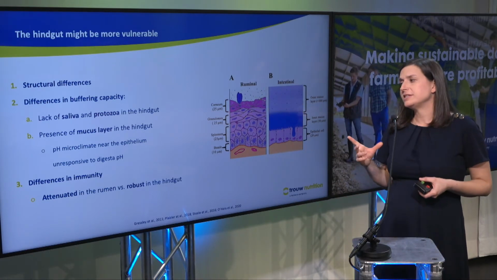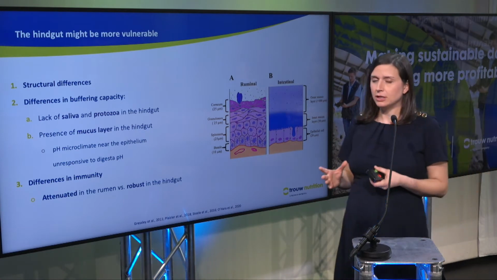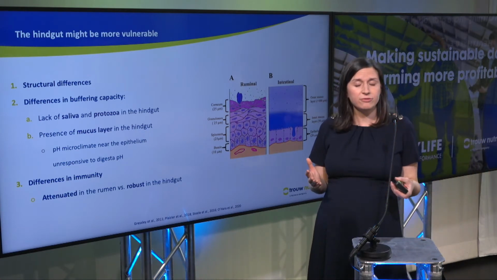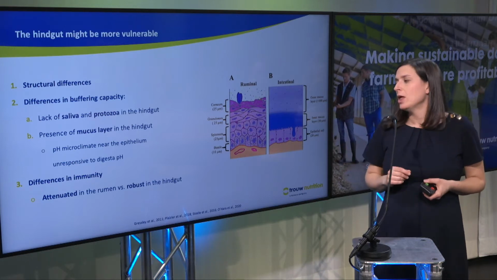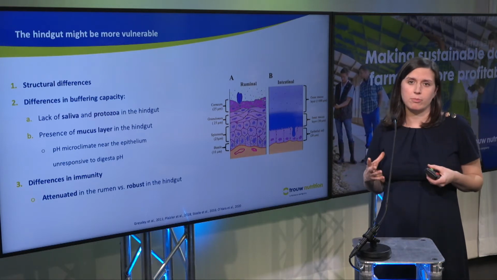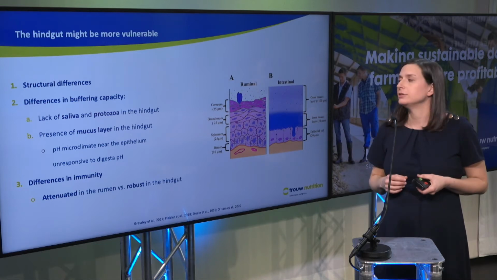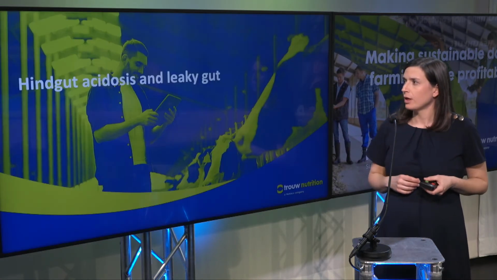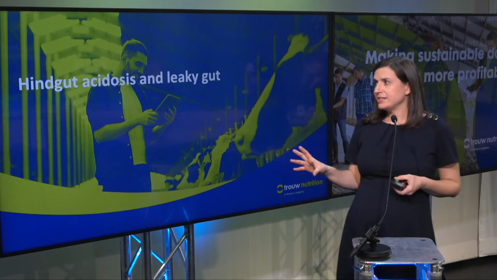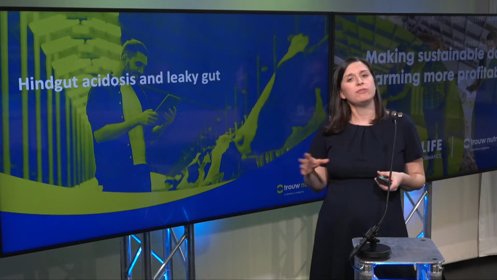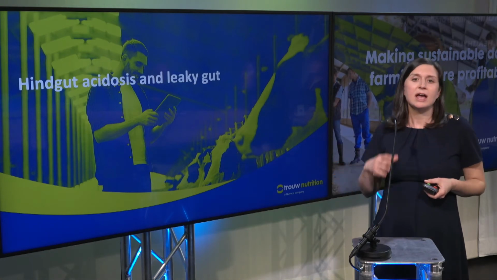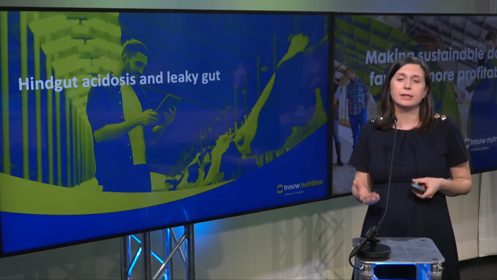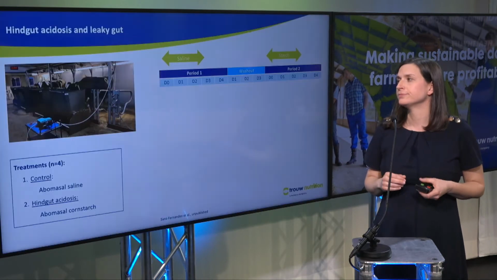And the last difference is in immunity. And this is a little bit controversial, but it's kind of accepted that immunity in the rumen is attenuated, while in the hindgut it's a lot more robust. There are a lot more immune cells in there. In the next couple of slides, I'm going to show some of the work we've been doing in-house, trying to develop a model of hindgut acidosis and see how this leads to leaky gut and systemic consequences.